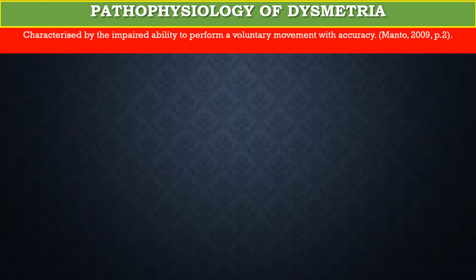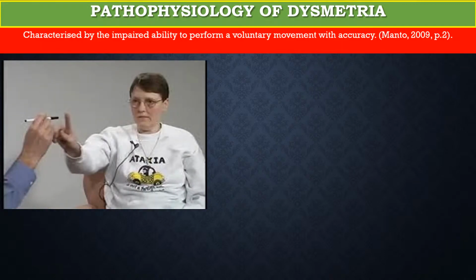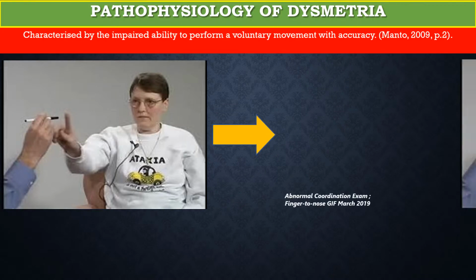Today I will be helping you to better understand a condition called dysmetria. Dysmetria, a Greek term meaning wrong length, can be characterized by the inability to perform voluntary or goal-directed movements with accuracy and control. For example, here we have a person performing the finger-to-nose test.